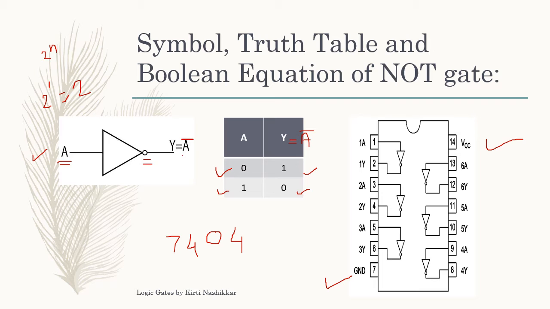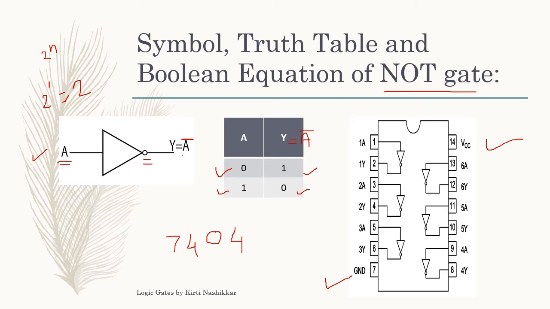So as I told you, this is a hex inverter IC. Hex means 6 inverters are there. Inverter is nothing but your NOT gate, which is actually inverting the input signal. So that's why we can also call it the inverter. Whatever input you are giving, you will get the inverted output.